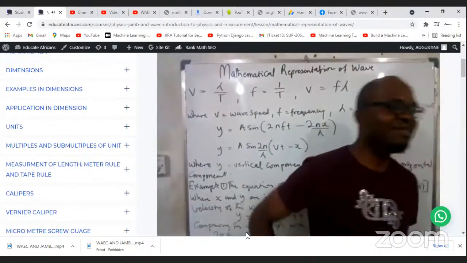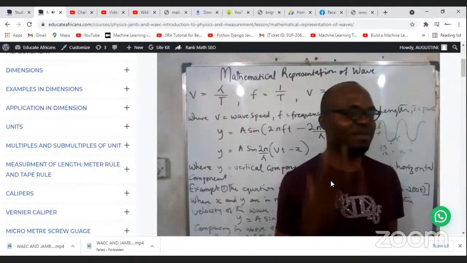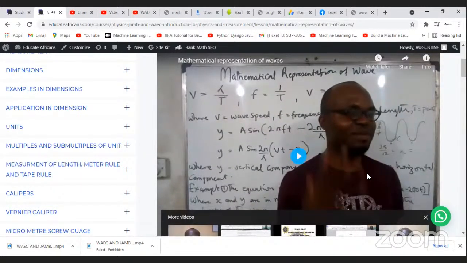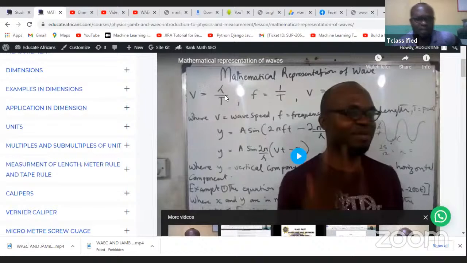And we have F equal to 1/t, and V equal to lambda over the time. So these are the formulas. V is equal to lambda over time, which is velocity is equal to wavelength over period, and F is equal to 1/T, or T is equal to 1/f.